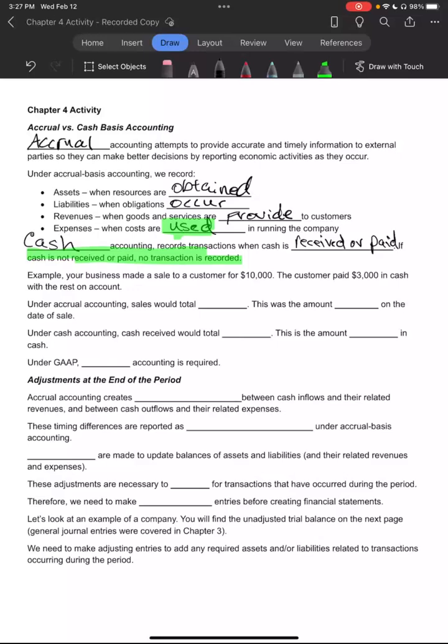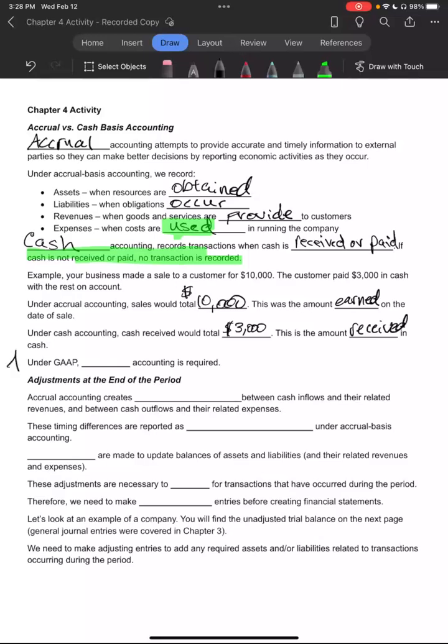Okay, so let's just look at a quick example right here. Let's say a customer buys something from you for $10,000. They pay $3,000 in cash and then the rest of it on account. The remaining $7,000 is on account. Under accrual basis accounting, that whole $10,000 is going to be a sale, because that's the amount that was earned. And how did we earn it? Well, we sold something, which means we've earned that revenue. On the other end of that, we've got cash accounting, and the cash received would be $3,000, and so we'd only have $3,000 worth of revenue, because that's the amount of cash that we received. Okay, so that's the big difference.